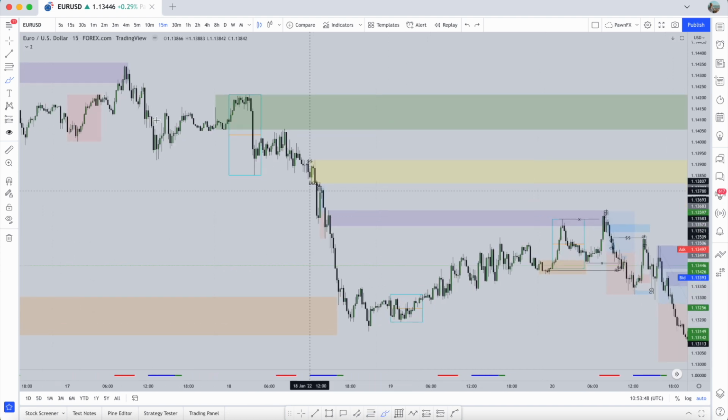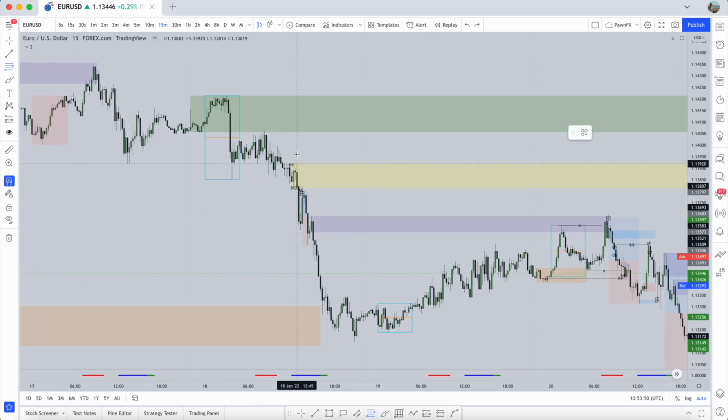Okay, so we can look at that using the Fibonacci. We can pull that from here to here. So that's just the high of this leg here. Okay, so this is the high which starts this push to the downside.